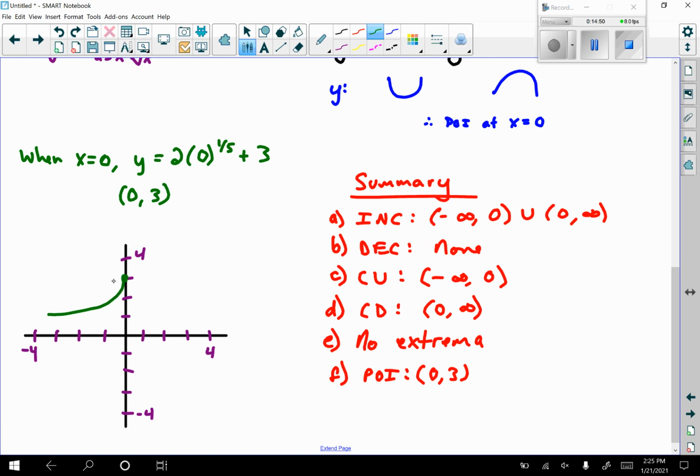Now we know our first derivative is undefined, so we should expect a vertical tangent, so we can go up a little more. And then we're still increasing, but we're concave down. So it looks something like this.